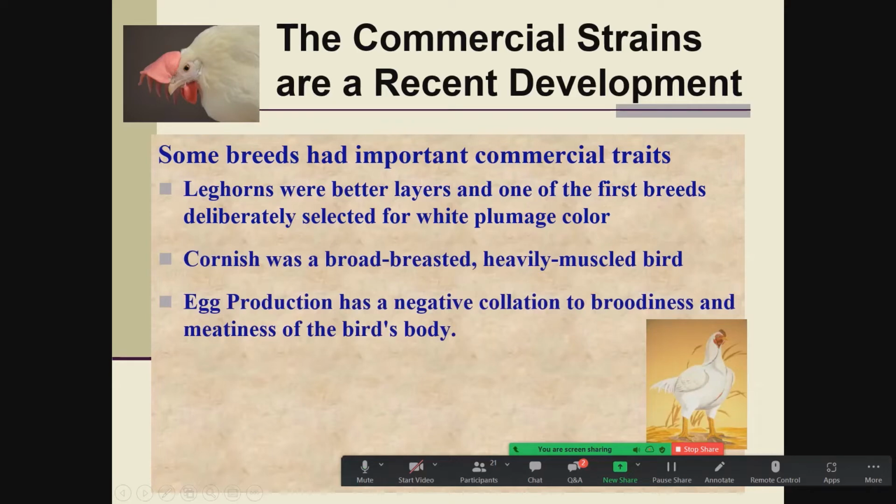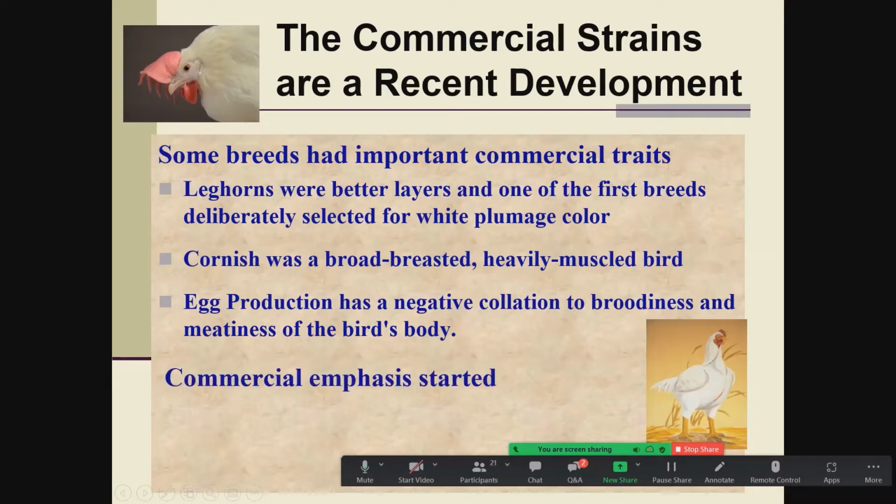So, egg production, and what you need to understand as we move forward here, is that egg production has a negative correlation with both broodiness and meatiness of a bird's body. So if we intensely select for egg production, we lose broodiness and we lose any kind of meatiness to the bird's body whatsoever. On the invert of that, if we select for meatiness, real meaty birds, we get very poor egg production. So the egg production goes down dramatically when you start selecting for meatiness. So that created a problem for the meat bird industry, which we'll talk about in a little more detail later, and how we've gotten around that.